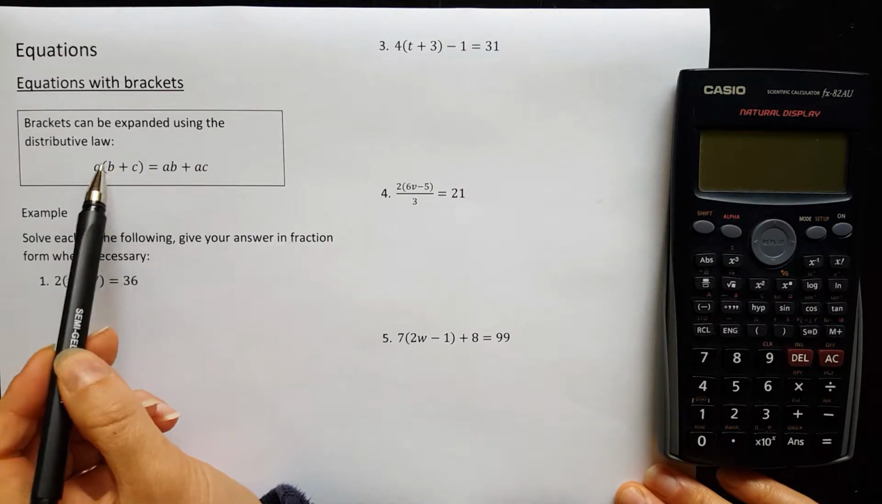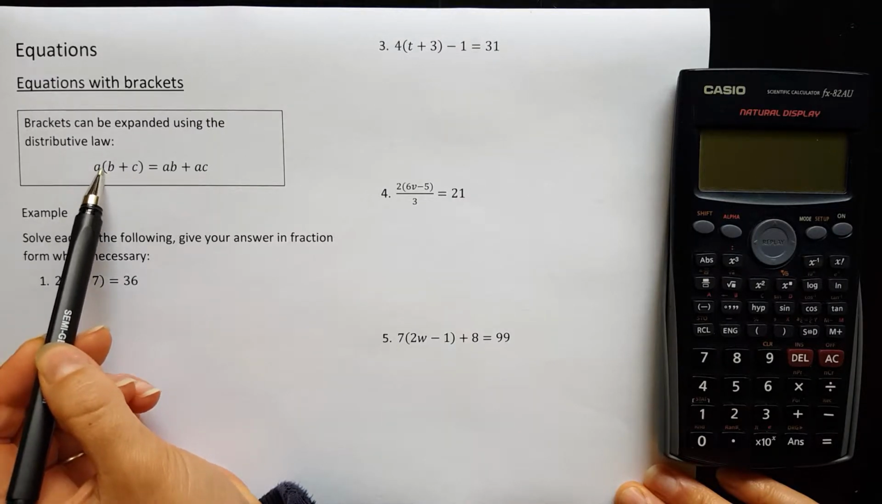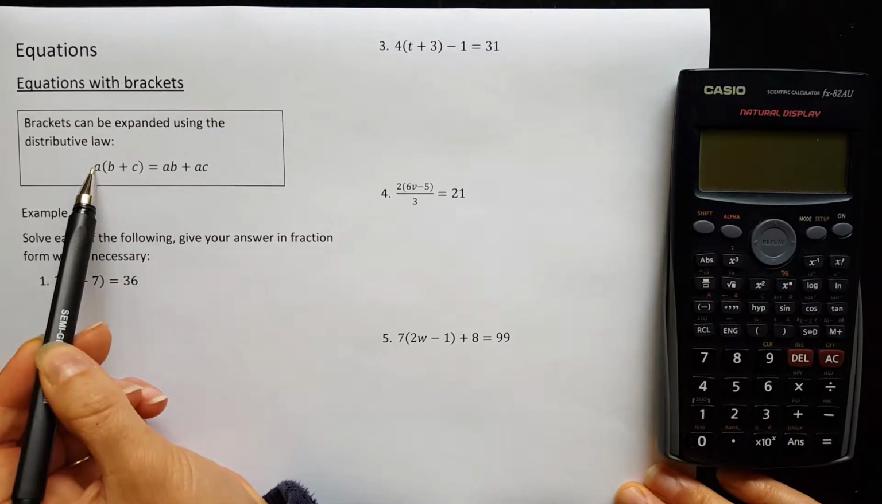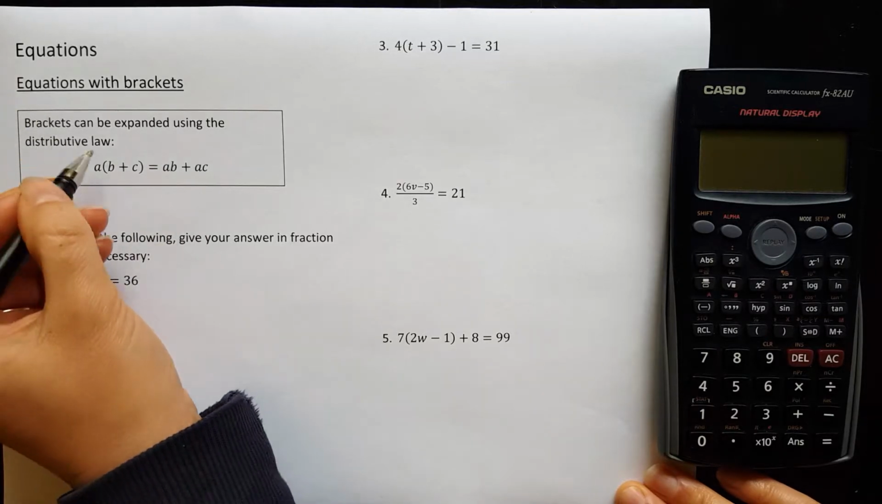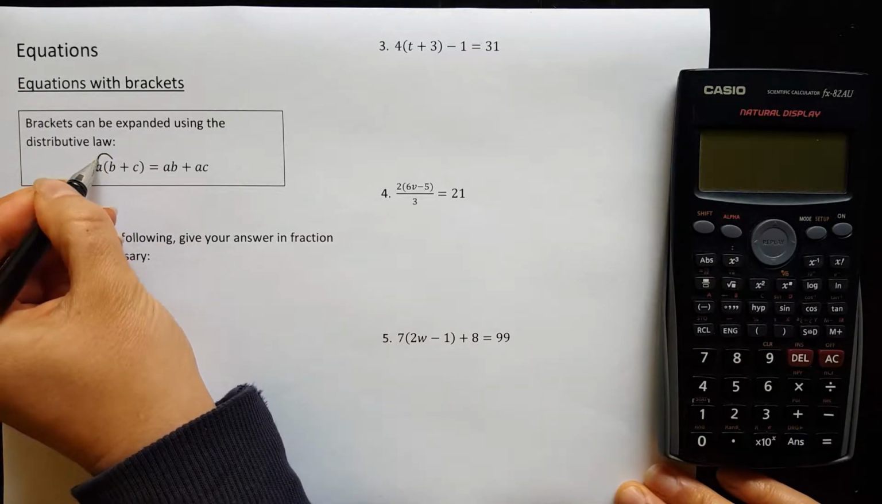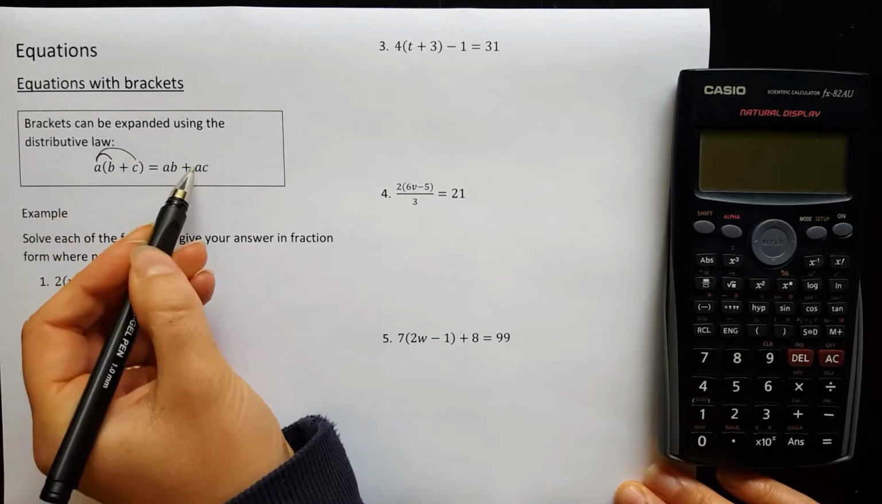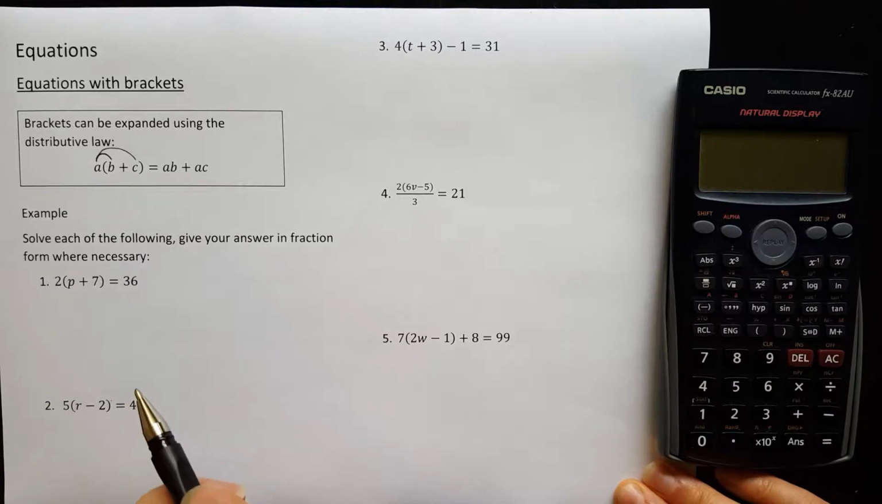So this is an example of how to use the distributive law. If we have something such as A out the front of brackets B plus C, you multiply the A with the B, giving you AB. So multiply that with that. And then you multiply the A with the C, giving you AC. Okay, so we're going to be doing that in our equations today. So let's have a look at the examples.